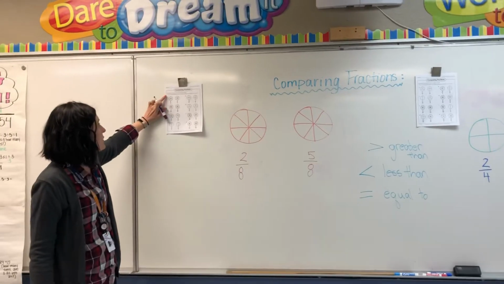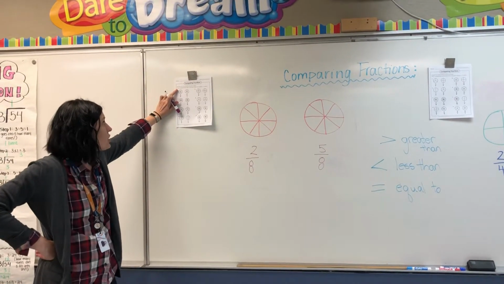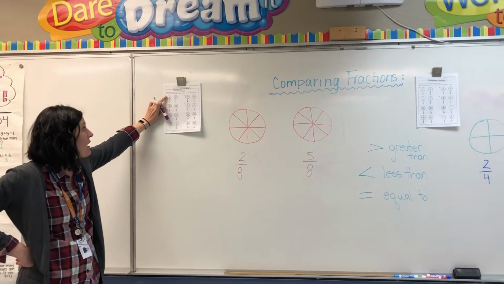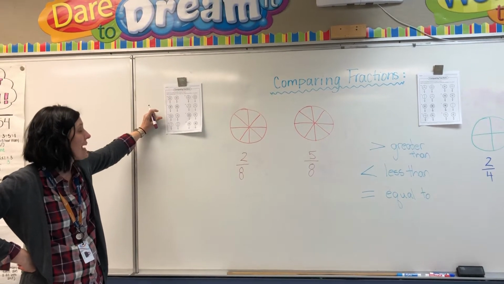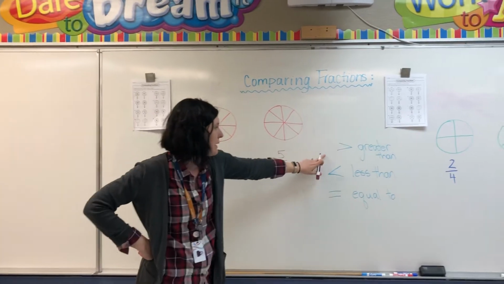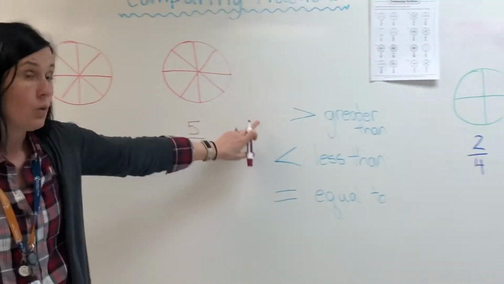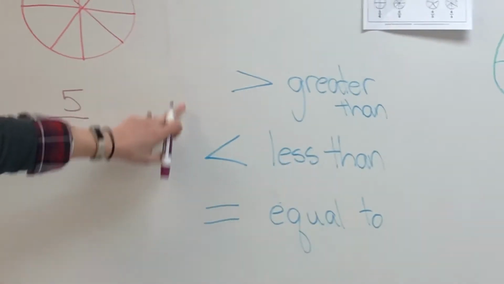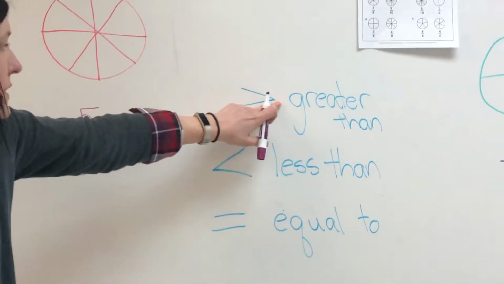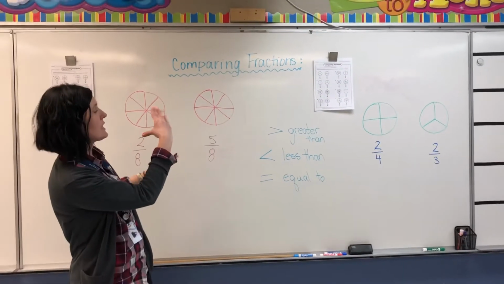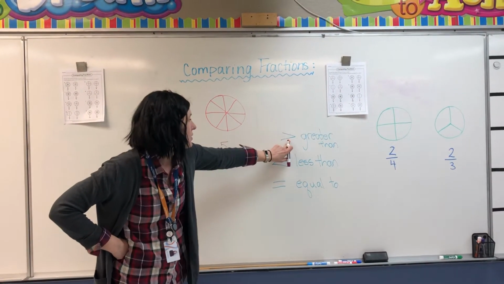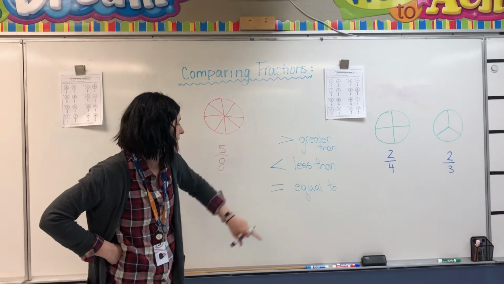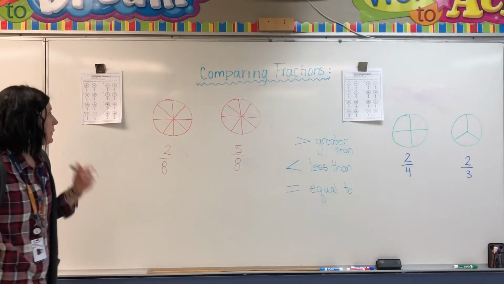So what you have to do is shade the correct fraction of each shape, then compare each pair of fractions using the symbols greater than, less than, and equal to. So here I've made myself a little cheat sheet, which is good if you need it, that's okay. So greater than, we always have the alligator mouth pointing towards the number that's greater. So this will be greater than, this will be less than, and that is our equal sign, okay?